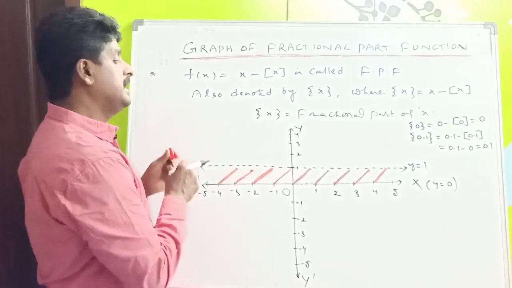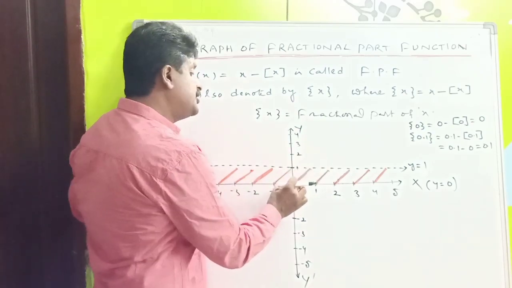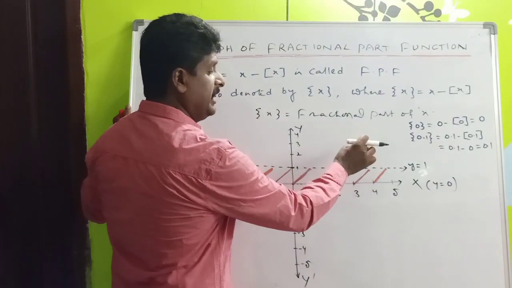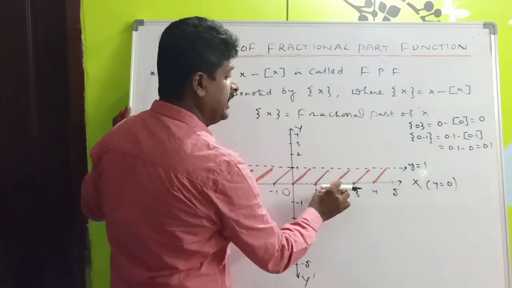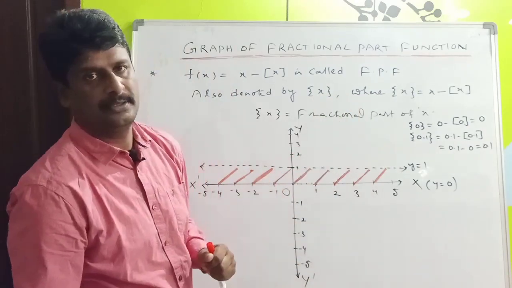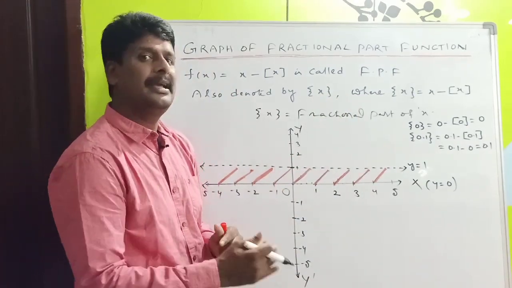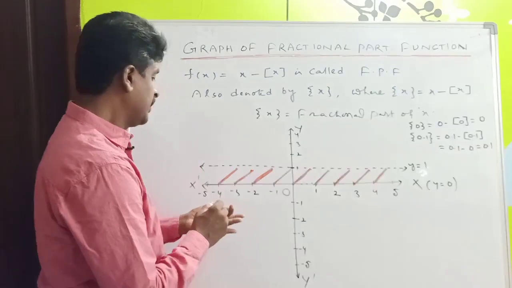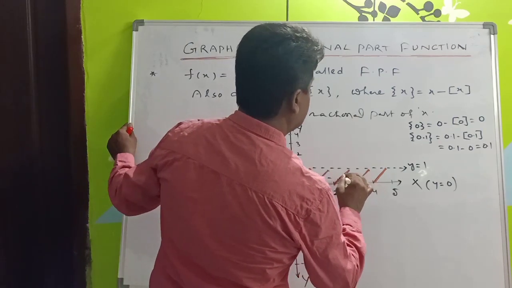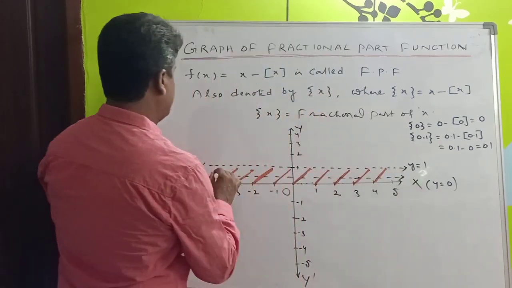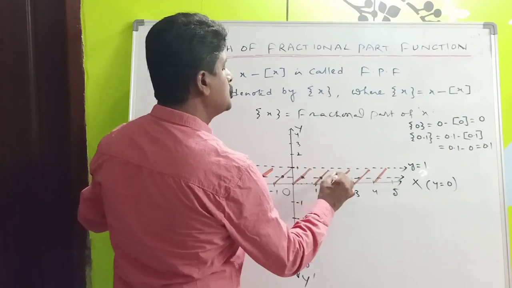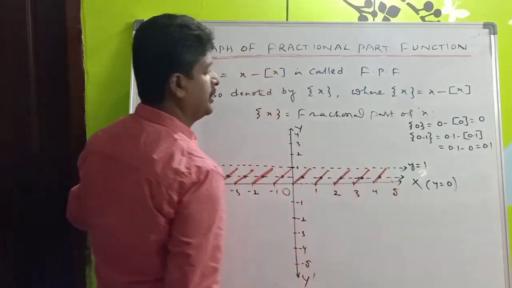And observe, is the graph increasing or decreasing? From 0 to 1 it is increasing, 1 to 2 it is increasing, 2 to 3 it is increasing, 3 to 4 it is increasing, but after 2.9 at 3 again it is coming down. So we can't say whether it is increasing or decreasing. Also, if we draw a line parallel to the x-axis, this line intersects the graph at infinitely many points, so the function is not one-one.